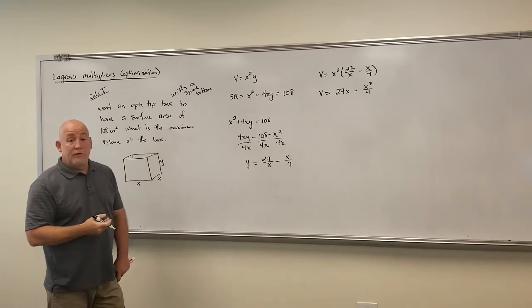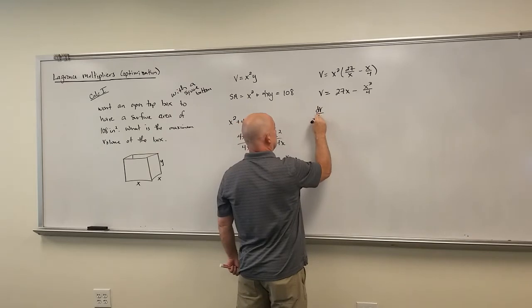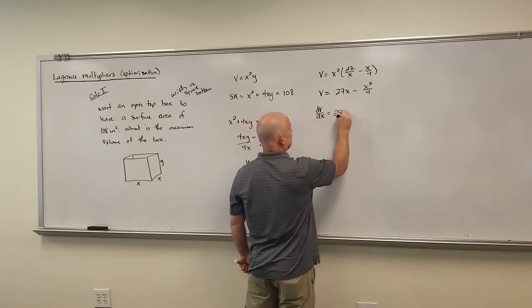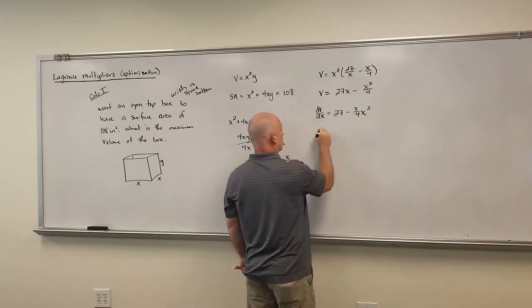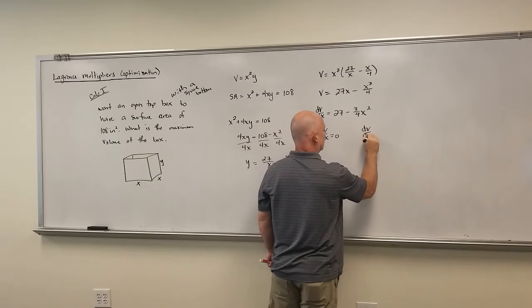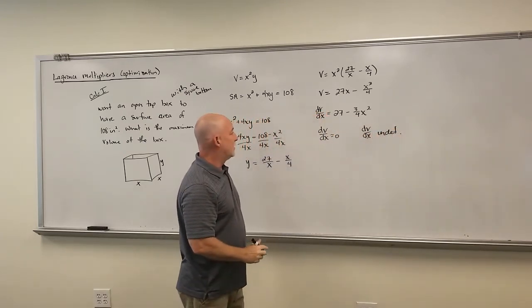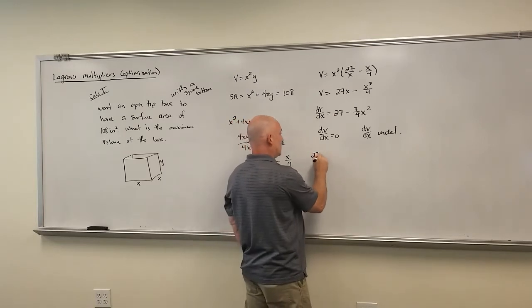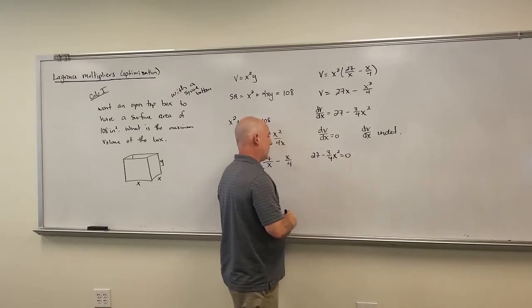All right, so to find a min or max in Calc 1, all we did is we took the derivative. So dV/dx would be 27 minus 3/4 x squared. And we're going to want to know where that is equal to 0 or undefined. Well, that's a polynomial, so it's never undefined. So we would need to know when 27 minus 3/4 x squared is equal to 0.